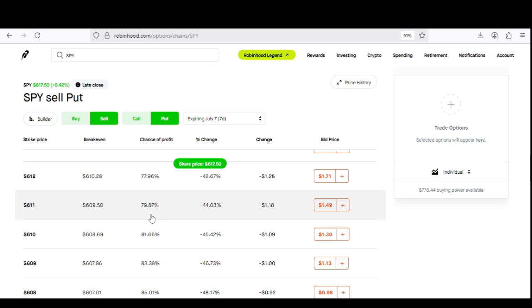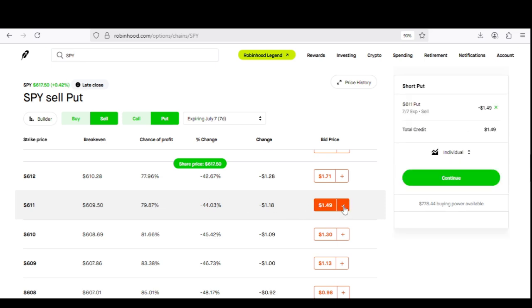Now, the closest one to the 80% chance of profit is going to be this one here with 79.87%. The strike price that corresponds with that is going to be the 611. So we're going to choose the 611 strike price, which gives us an almost 80% chance of profitability. And we're going to go ahead and get paid.